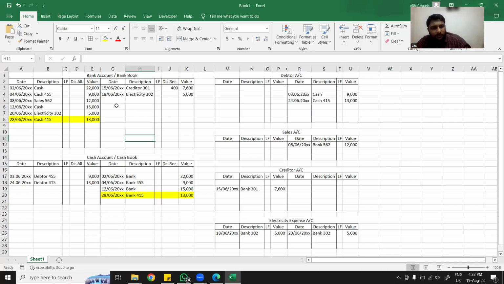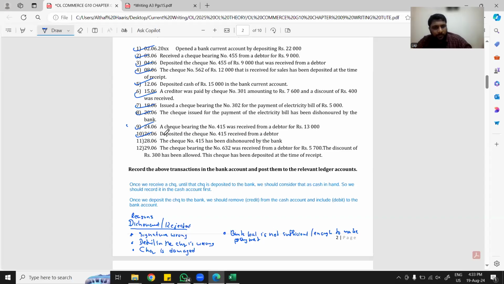The next one. The check bearing 632 was received from the debtor, 5,700. Discount of 300 has been allowed. Here, next one.